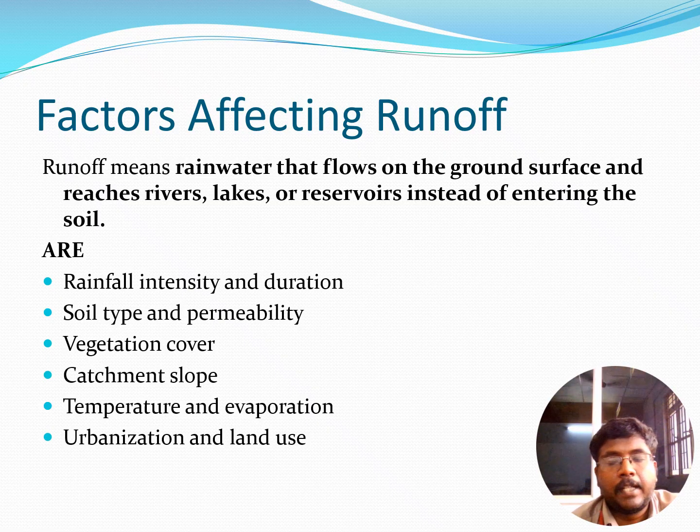Runoff is simply defined as the water from rain or melting snow that cannot be absorbed by the ground and flows over the surface. Or runoff means rainwater that flows on the surface and reaches the river or reservoir instead of entering into the soil. Factors affecting runoff are rainfall intensity and duration, soil type and permeability, vegetation cover, catchment slope, temperature and evaporation, urbanization and land use.